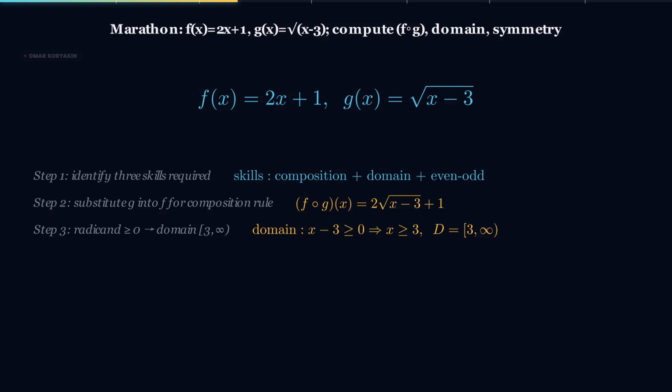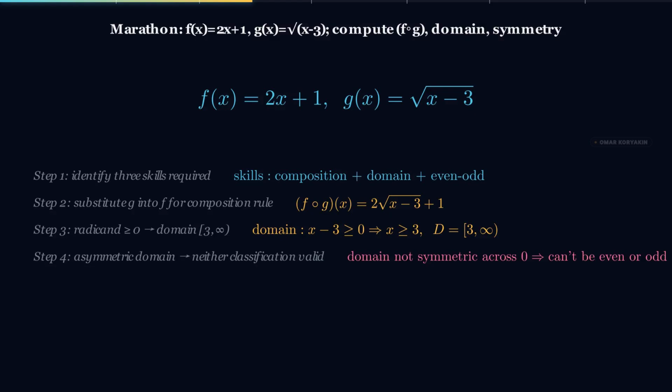Step 3. Identify the domain. The composition is defined where the inner function g is defined, namely x is greater than or equal to 3, so the radicand is non-negative. After applying g and getting a non-negative number, the outer function f accepts any input, so no further restriction. The domain of the composition is from 3 to positive infinity inclusive.